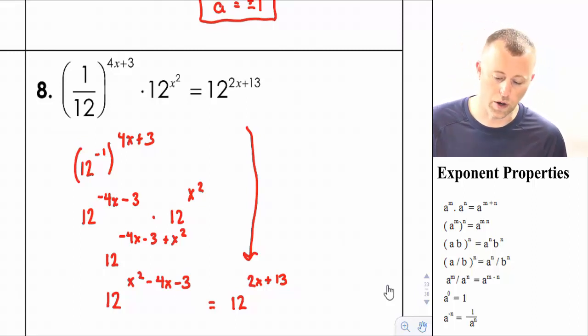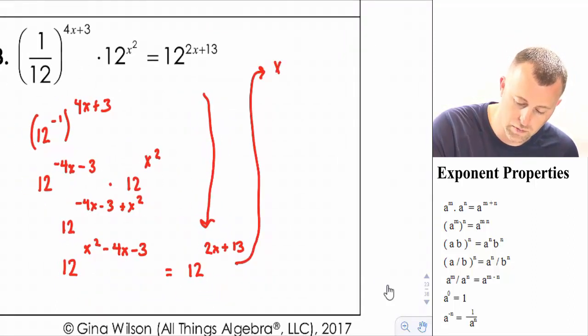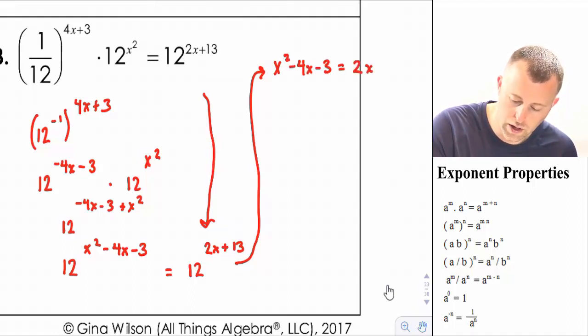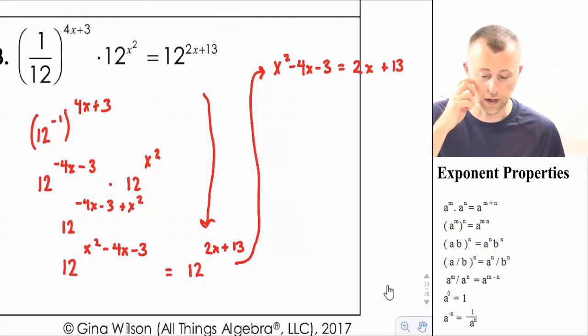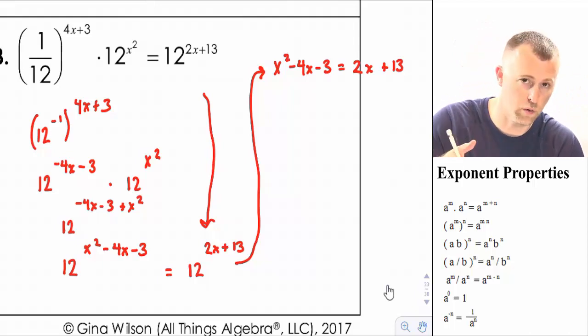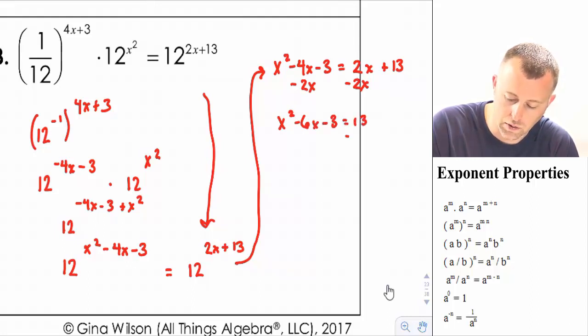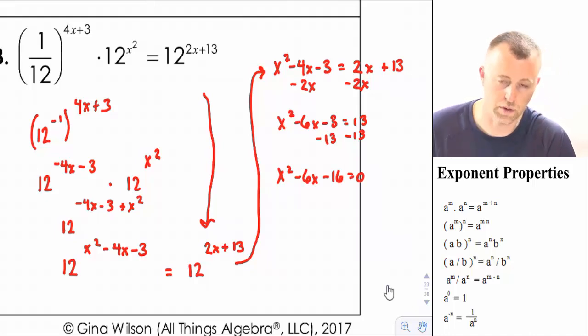Now I can use that one-to-one property because I got one exponent equals one exponent. So I'm going to go x squared minus 4x minus 3 equals 2x plus 13. And again, as we did on one of the problems before, this is a quadratic equation, so I'm going to set it equal to 0 and solve. So I'm going to subtract 2x from both sides. That gives me x squared minus 6x minus 3 equals 13. And I'm going to subtract 13 from both sides. So that gives me x squared minus 6x minus 16 equals 0.